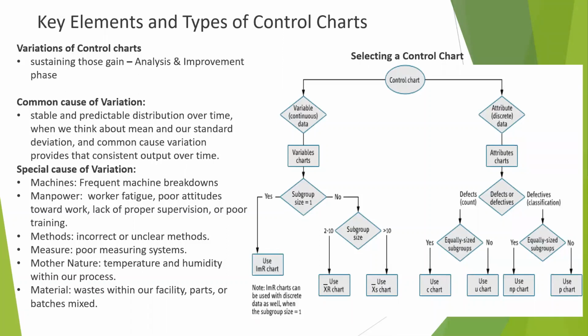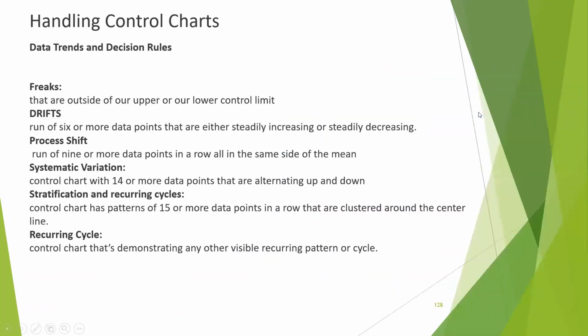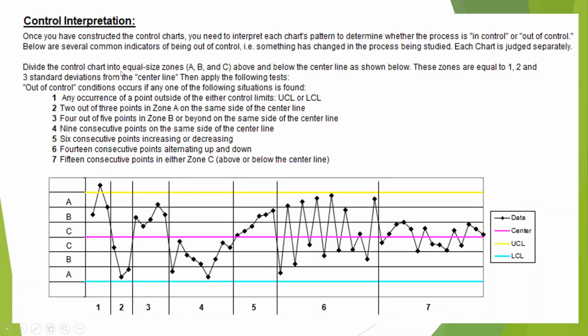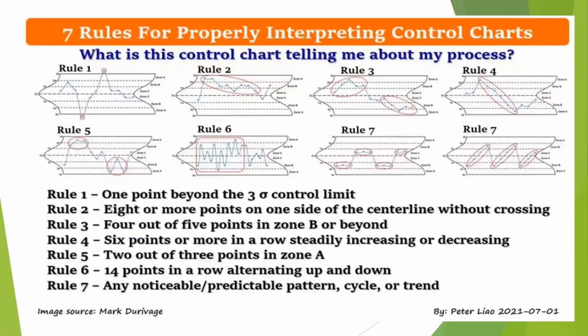See, the control chart, we know there are 6 control charts. 3 for variable, 3 for attributes. Okay, that's the first point. And second one is how we are going to read the control chart. One is freak point, drift, process shift, systematic variation, stratification, and recurring cycle. Okay, these are some of the patterns we are going to understand by data trend. And based on that, you are going to take decisions. So we talked about different decisions. There are 7 patterns here. And here we mention 7 rules here. Okay, how we are going to understand, how we are going to interpret the things.